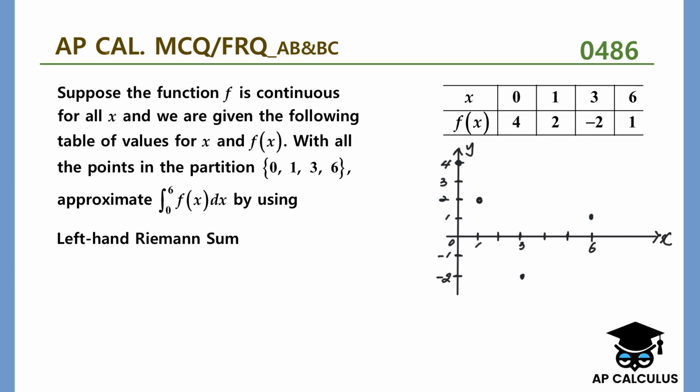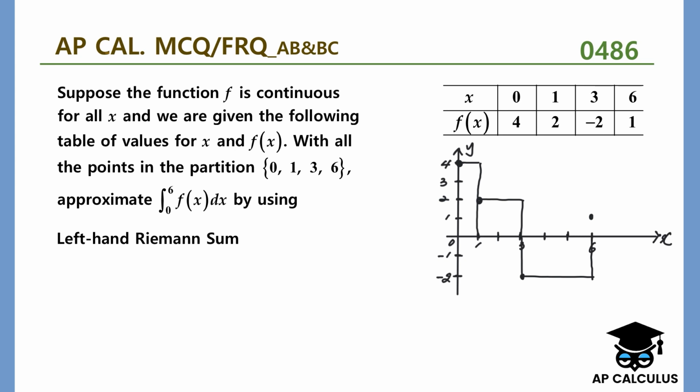Right? For the left-hand Riemann sum, we have to find the sum of areas of rectangles drawn from the point on the left-hand side at each interval. So, at this interval from 0 to 1, the rectangle must be drawn from this point, the point on the left, like this. At this interval right here, the rectangle has to be drawn from this point, the point on the left. At this interval right here, we have a coordinate right here, so the rectangle has to be drawn like this.